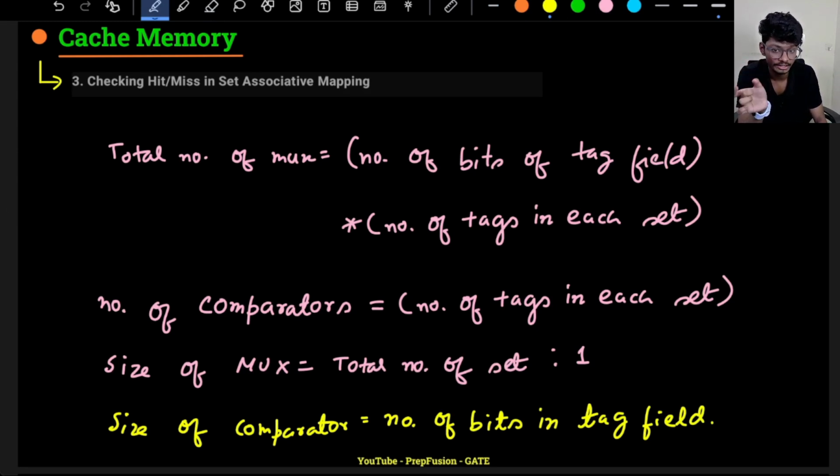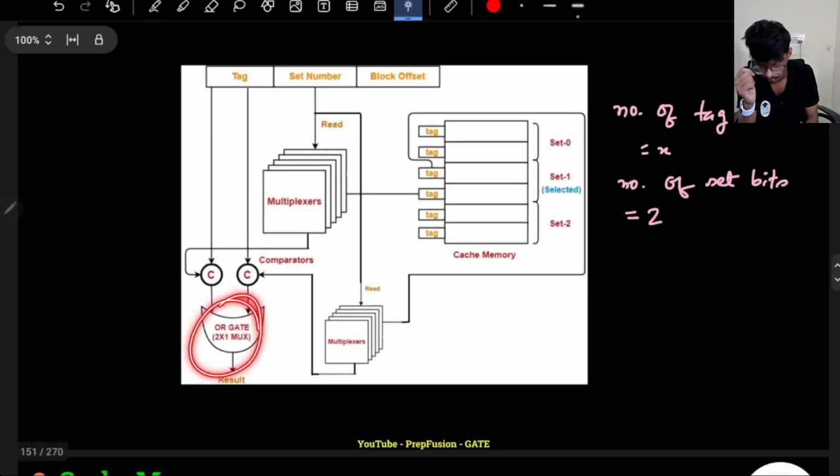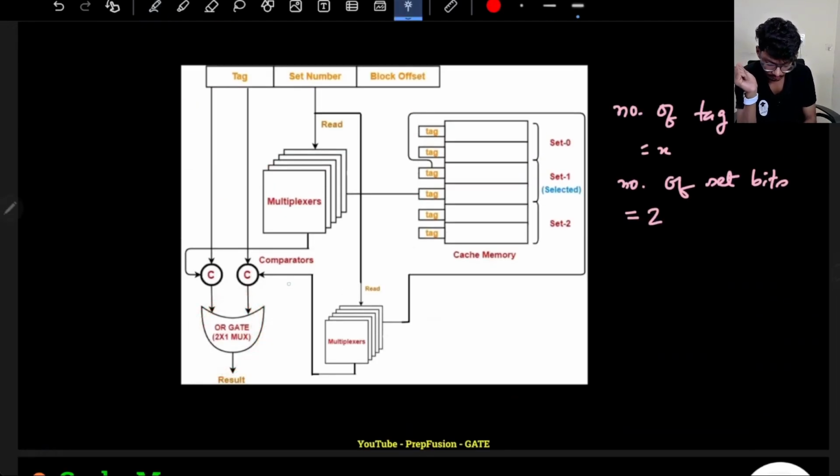Now how many OR gates will I require? I will require only one OR gate, and of course the comparator output will be either 0 or 1, right? So what will be the size of the OR gate? Size of the OR gate will be how many comparators I have. In a particular set I have two tags, so size of the OR gate will be 2:1, something like that, right? Because it needs to have two inputs, because I have two tags in a particular set.